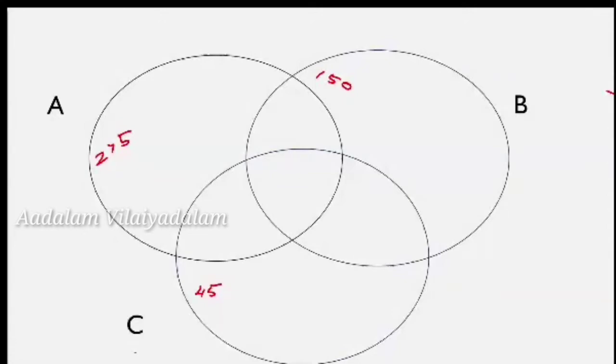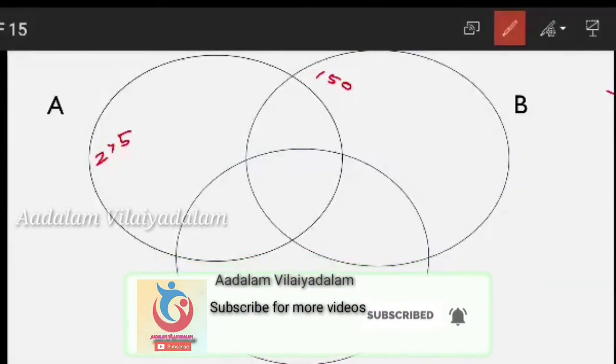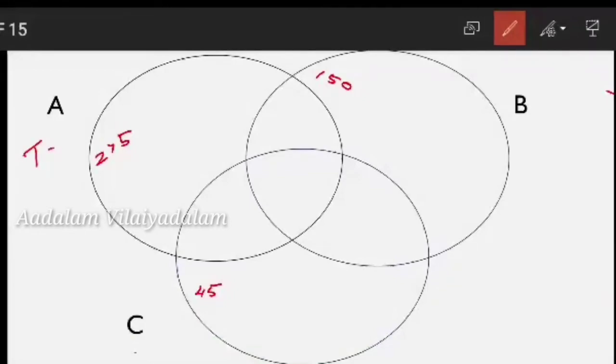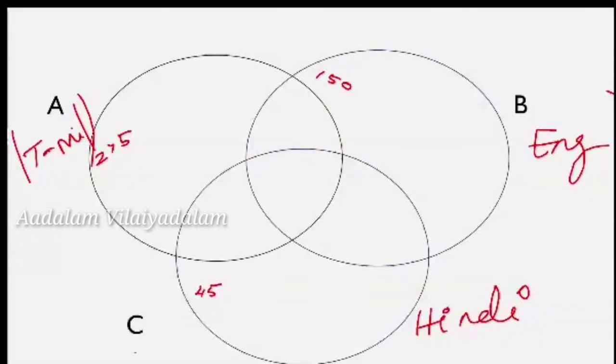Here, Tamil newspaper buyers are 275 members. Here, English newspaper buyers are 150. This is Tamil, this is English, and this we could take as Hindi. Now, Hindi newspaper buyers are 45 families.